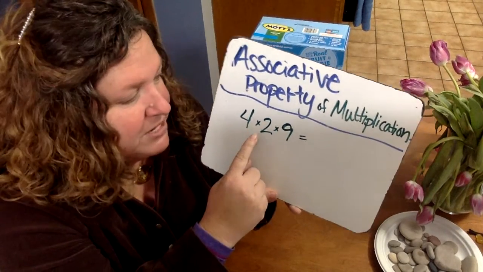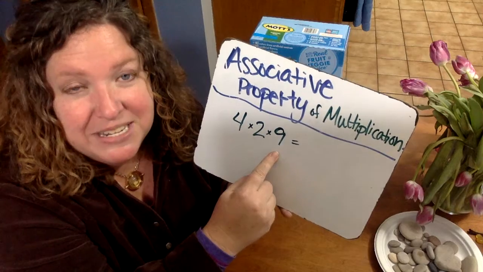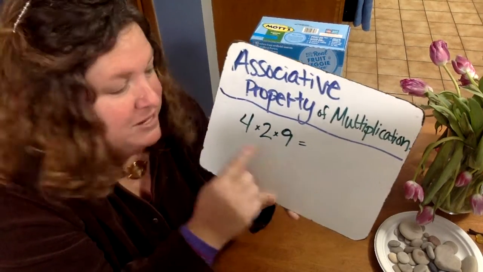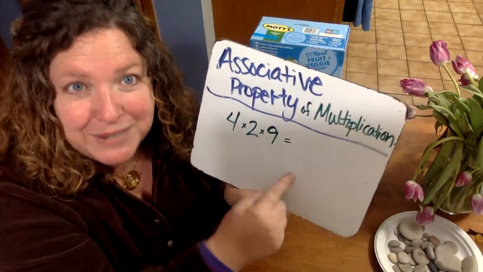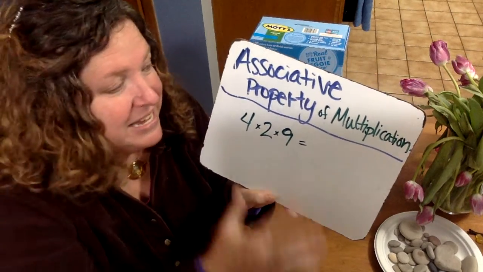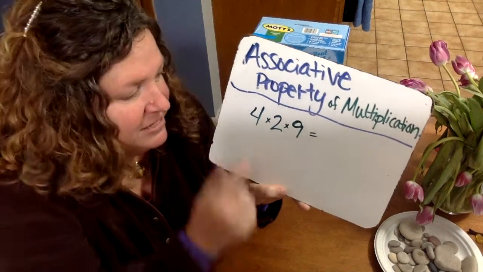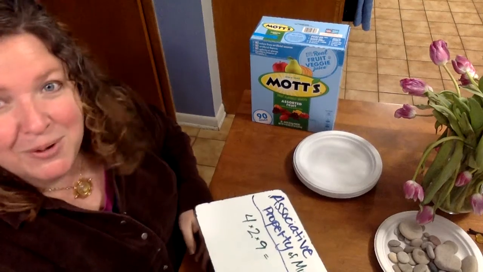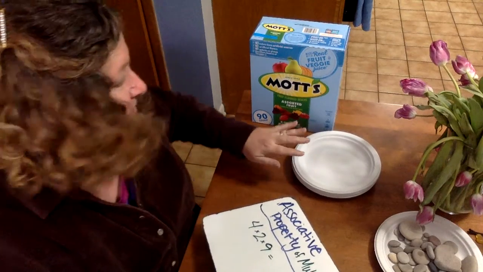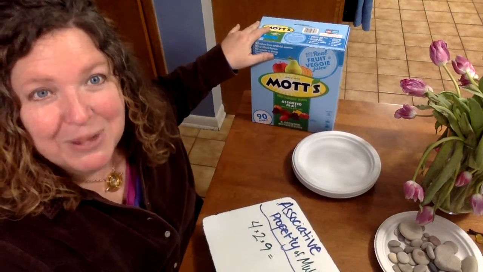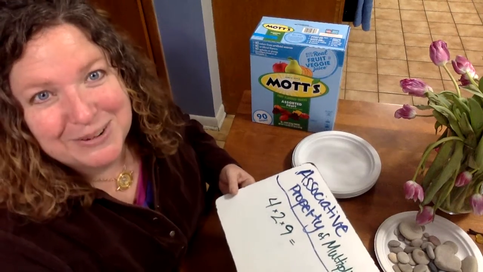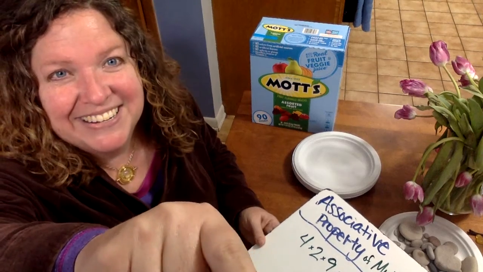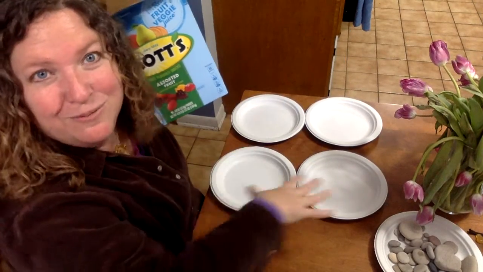So there's 4 times 2 times 9. Now, first of all, times means, I hope you said, groups of. So 4 groups of 2 groups of 9. That's a little confusing unless you have some context around it. Let's start at the beginning. 4 groups. We need 4 groups of something. So I brought my paper plates to spread them out, and I also brought the industrial box of fruit snacks. So if you've been waiting for the fruit snacks, they're here. So let's get started. Okay, so we've got our 4 plates here.